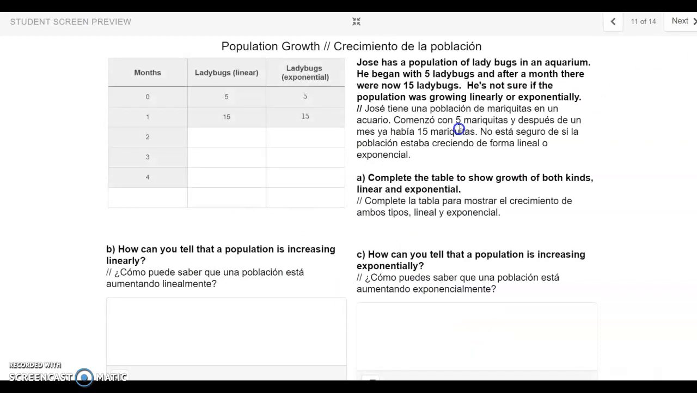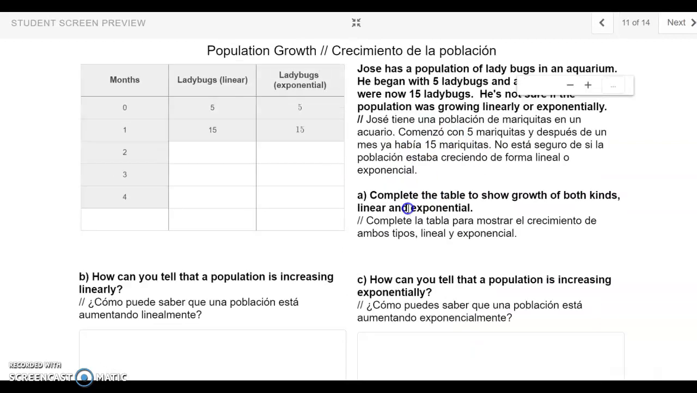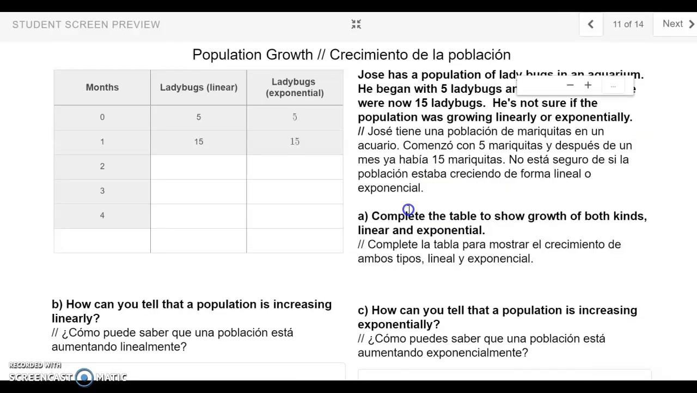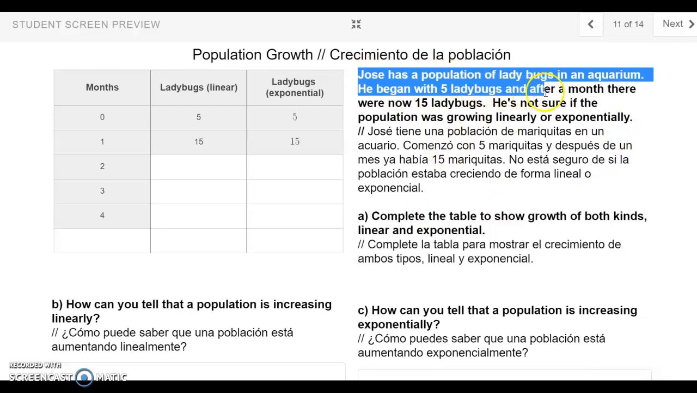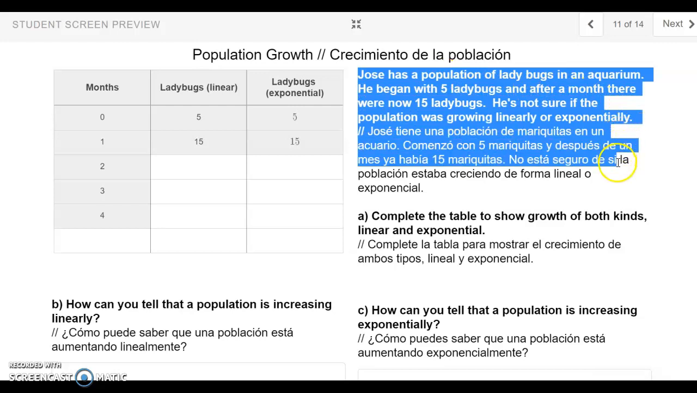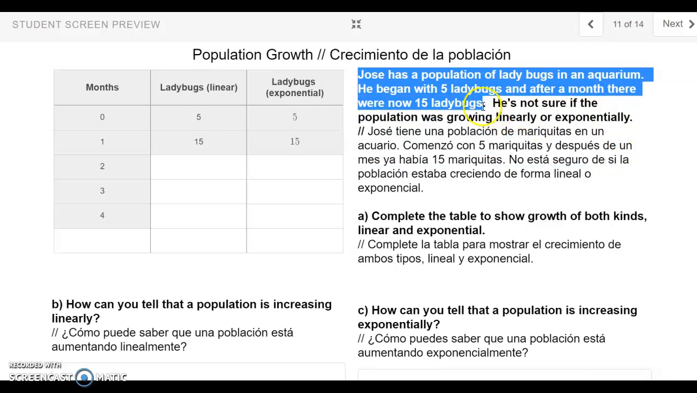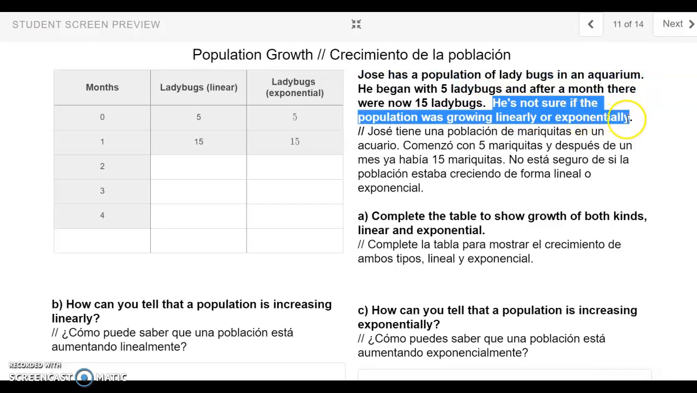And now here on slide 11 is an incredible problem to make you see the difference between these two pieces. So read this question. It says, Jose has begun a population of ladybugs in an aquarium. He began with 5 ladybugs, and after a month there were now 15 ladybugs. He's not sure if they're growing linearly or exponentially.